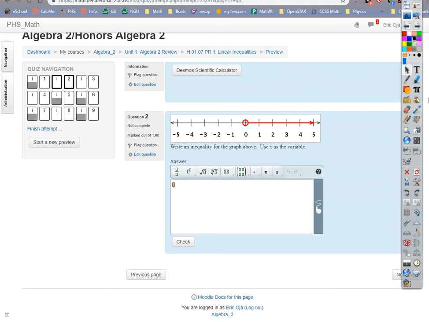Okay, so x is greater than 0. We're graphing everything to the right of 0. So we're graphing all values on the real line greater than 0. How come it's not greater than or equal to? Because that's open. Because it's an open circle, right? So no big deal. That's pretty straightforward. So yeah, x is greater than 0. Good.